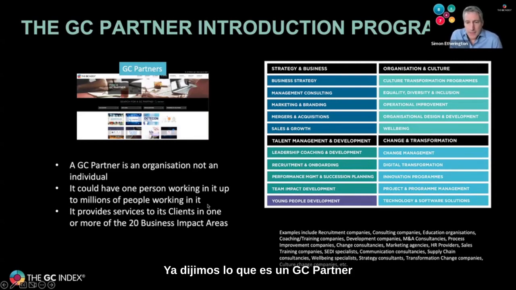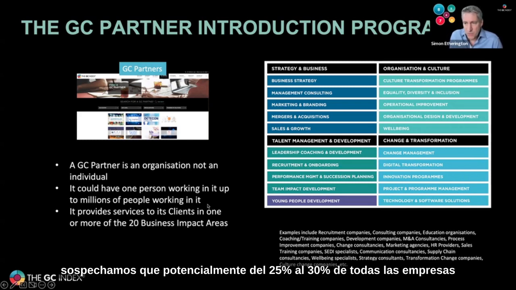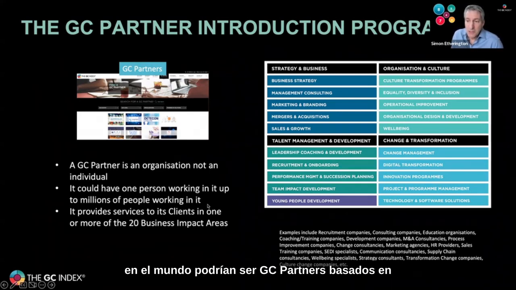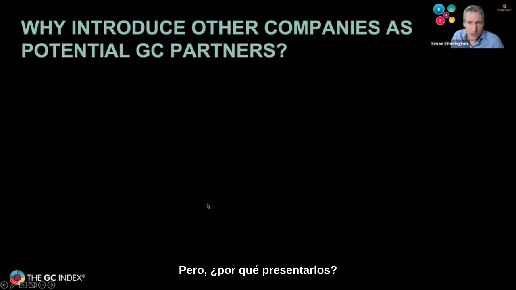Now, we've already said what a GC Partner is in terms of the type of organization, and I've got loads of examples down there. You know, any recruitment company, consulting companies, well-being specialists, all these different areas. We suspect that potentially 25 to 30% of all companies in the world could potentially be GC partners based on the services that they deliver to their clients. Yeah. But why introduce them?